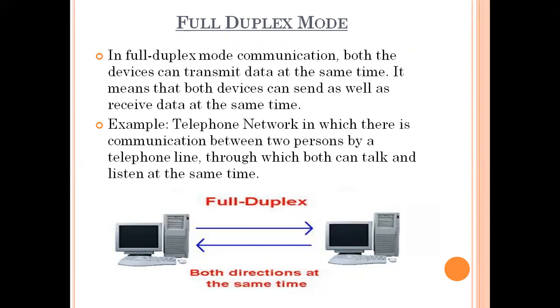In the diagram, there are two devices. First device is sending and the second is receiving. Second device is sending and first is receiving. In both directions, both devices can transmit data at the same time.